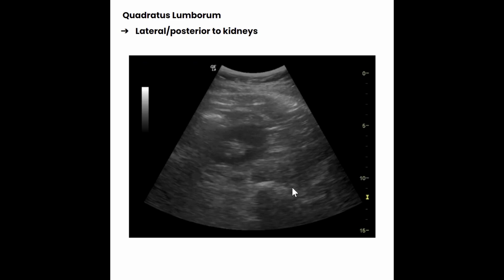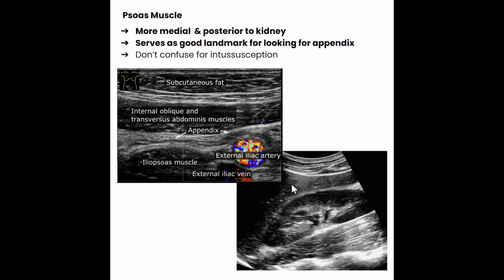So looking at the quadratus lumborum muscles, this is an inferior left kidney, and we are seeing just a little bit of that quadratus lumborum muscle, a little bit more lateral and posterior to the kidney. The psoas muscle is very easily recognizable by ultrasound. We can see it running medial and posterior to the kidney. So in this long image of this kidney here, we're in the medial portion. We're getting more towards the hilum of the kidney. And what we can see is this striated hypoechoic structure posterior to it. So this is the psoas muscle.